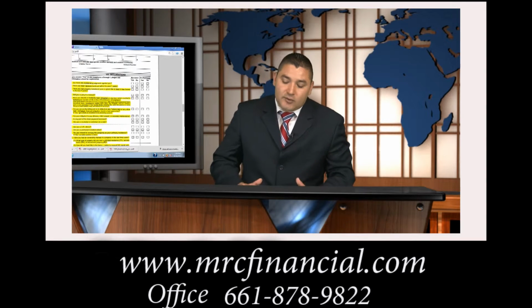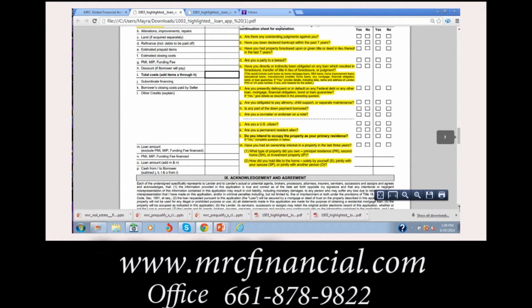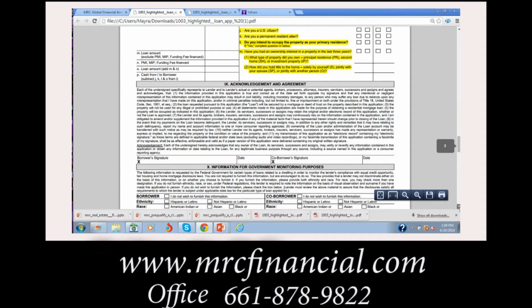Part 8 is the declarations. This is where everything's got to be true and accurate for the borrower and co-borrower. They're going to ask you the questions that are stated on the application. Are there any outstanding judgments against you? Have you declared bankruptcy in the last 7 years? Yes or no? Go ahead and go down the list and just do as it says. Check yes or no for borrowers and co-borrowers.